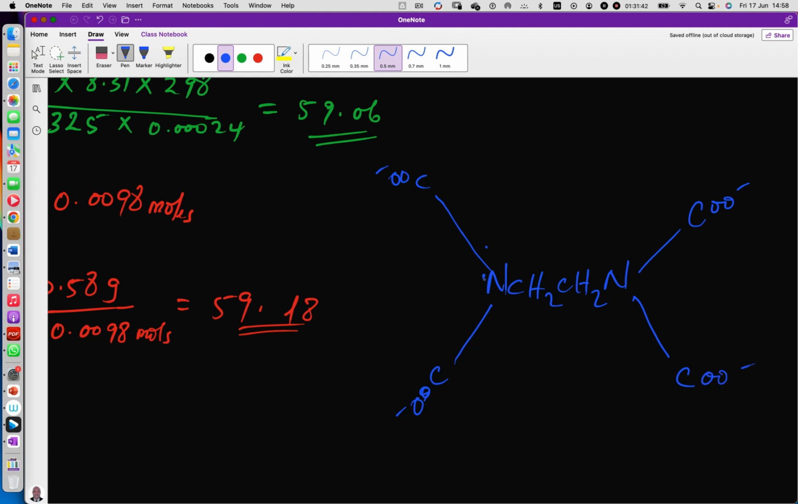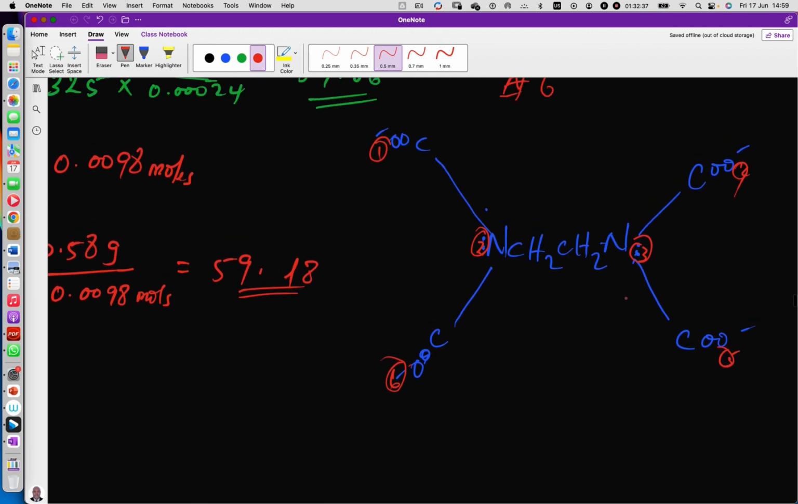So there's a lone pair of electrons here and a lone pair of electrons here. The coordination will be from here, from here, from here, from here, from here. So ethylene diamine tetraacetic acid has a coordination number of 1, 2, 3, 4, 5, and 6. It has a coordination number of 6.